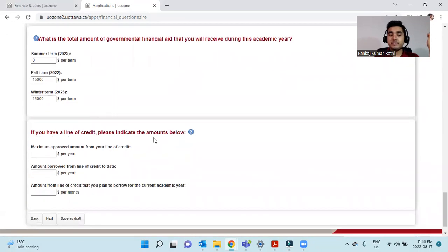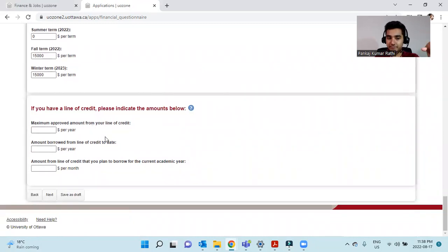If you have a line of credit, please indicate the amounts below. That means how much amount has been approved by your bank. So maximum here means how much your bank has approved. For example, they have approved $50,000. And from that, per year will have 3 terms, right? Fall term, winter term, and summer term. So 15,000, 15,000, 15,000, for example. So you will have 45,000. Make sure that you have mentioned somewhere around that figure.